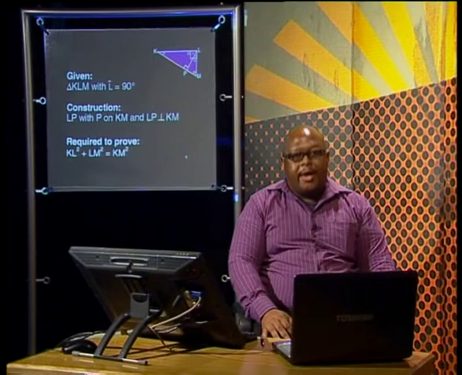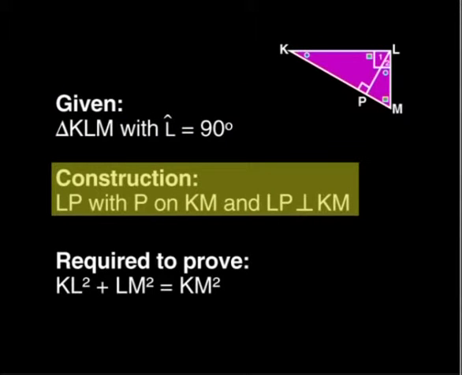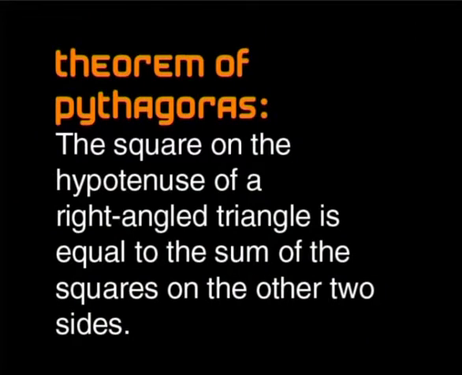Here is the whole theorem again. We are given KLM and construct LP perpendicular to KM. We want to prove Pythagoras theorem that states that in a right-angled triangle, the sum of the two shorter sides squared equals the long side squared.